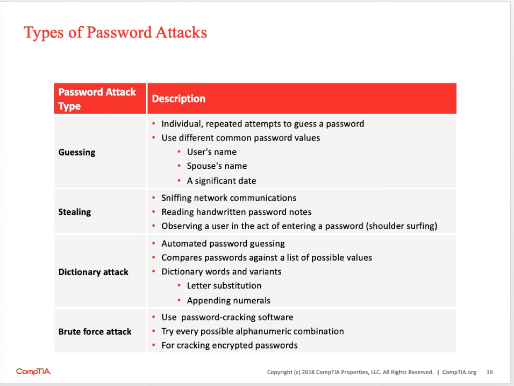All right, so there are several different types of password attacks. There's guessing, right? Guessing is going to be individual repeated attempts to guess a password. These are going to use different types of values that are common for people to use as passwords. So maybe it'll be the user's name, maybe a spouse's name or some significant date that somebody has. A way to combat this is to have a feature that will lock people out after a specified amount of incorrect password attempts.